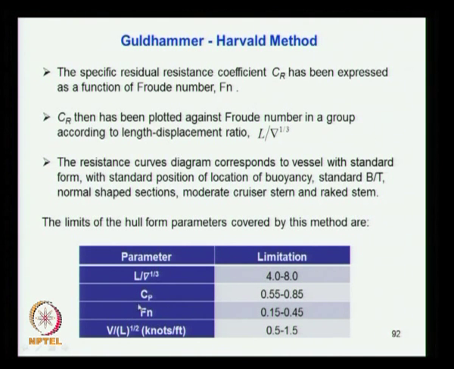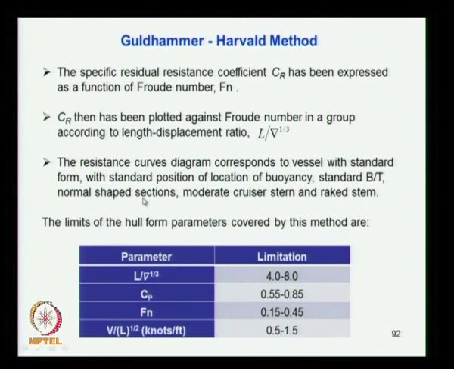Then the prismatic coefficient varies from 0.55 to 0.85, Froude number from 0.15 to 0.45, and V by square root of L, with V in knots and L in feet, varies from 0.5 to 1.5. If the ship falls within this range, and it is a normal conventional vessel, you can use the Guldhammer-Harvald method.